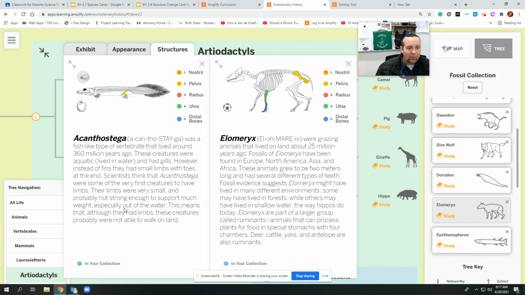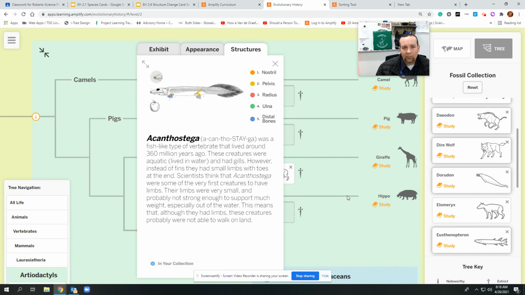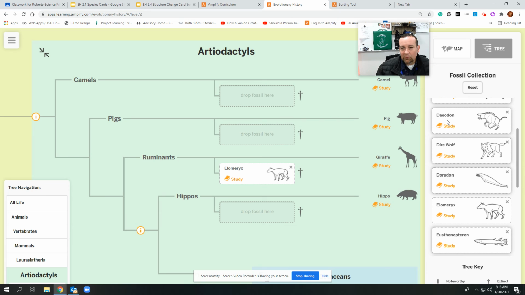Their limbs were very small and probably not strong enough to support much weight, especially out of the water. That means although they had limbs, these creatures were probably not able to walk on land. Kind of a puddle jumper. Now, it's more of a fish, and it couldn't walk on land, and it wasn't a ruminant animal creature. And you'll notice I was able to place the Elamirax over here.